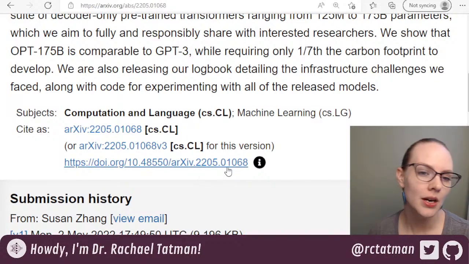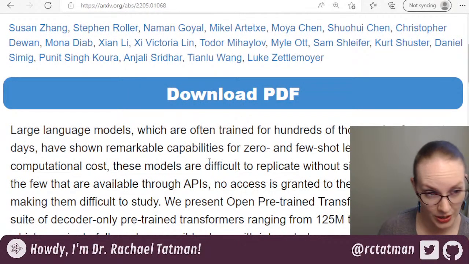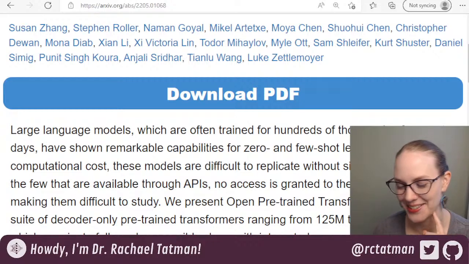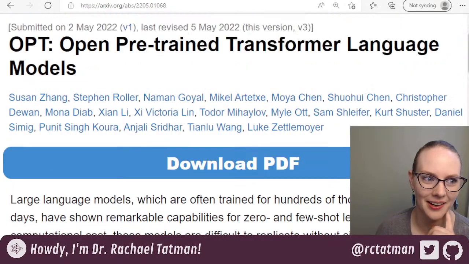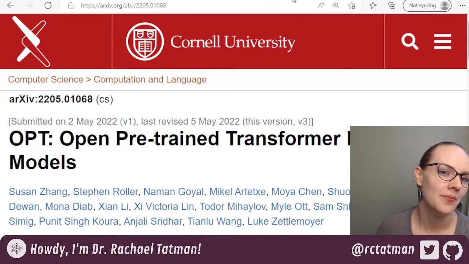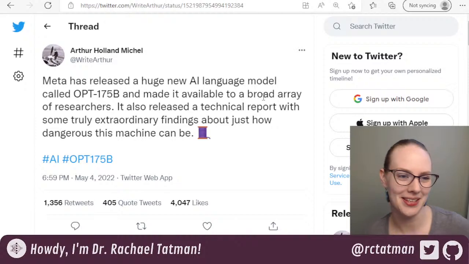So this is what happened. And they do say the focus is on sharing it with researchers, which is good. Not everyone should just be able to get their hands on this very easy to use, very dangerous, very powerful model. And let's talk a little bit more about it, by which I mean, let's see what other people have said about it.